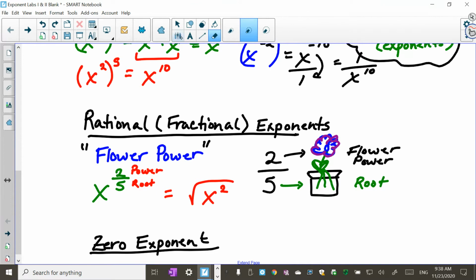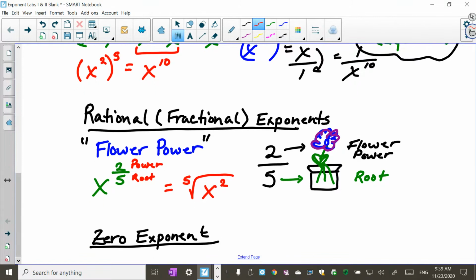And my professor had a big flower power poster in his college classroom, and this made so much sense to me. So I always knew when it was fractional, I could rewrite it as a radical. This in red means the exact same thing as this in green. Okay, that's fractional exponents.